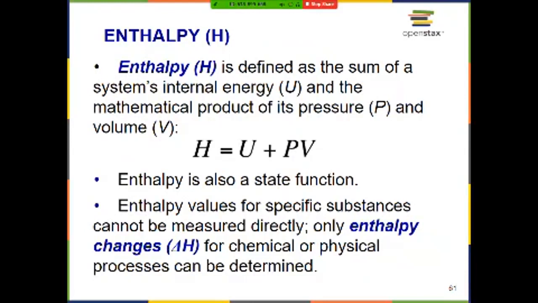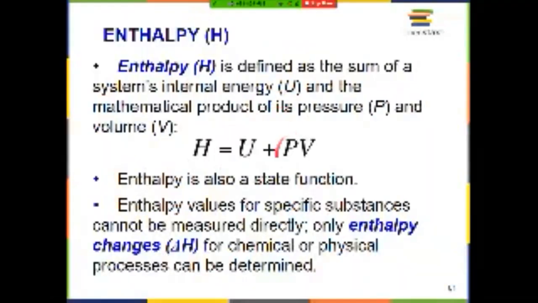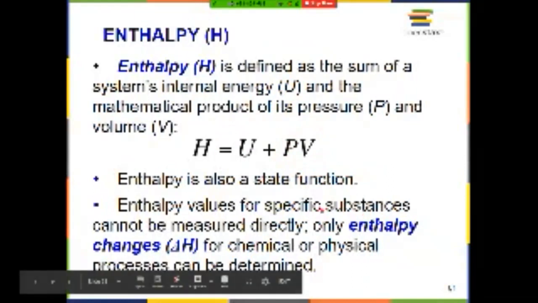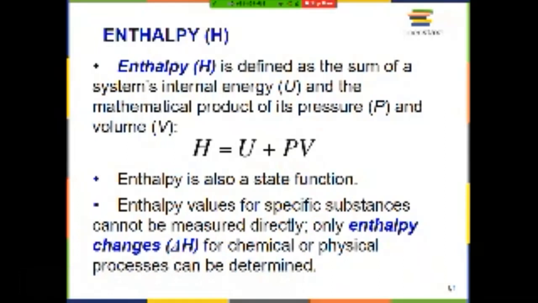And enthalpy, which is a huge idea from this chapter, H, is defined as the sum of the system's internal energy, which we saw before, U, and the product of its pressure, represented by P, and its volume represented by V. As I just mentioned, enthalpy is a state function. And we can't directly measure a specific substance's enthalpy. We look at enthalpy changes, right?